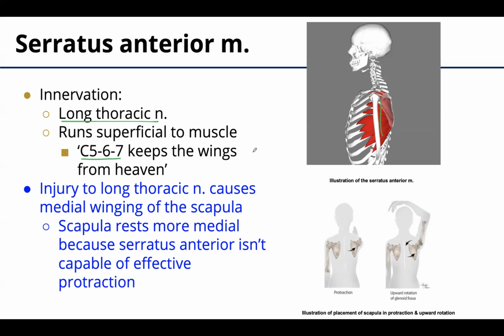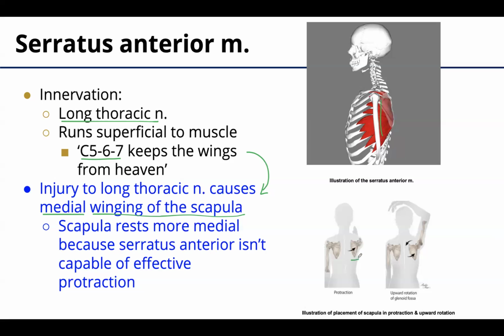And what that means is that if you have injury to the long thoracic nerve, it will cause what is often referred to as winging of the scapula. So it will cause that back portion of the scapula to look kind of like wings. And specifically, the type of winging that lesions of the long thoracic nerve will cause is medial winging. So that scapula will rest more medial than typical because the serratus anterior isn't capable of producing that effective protraction.